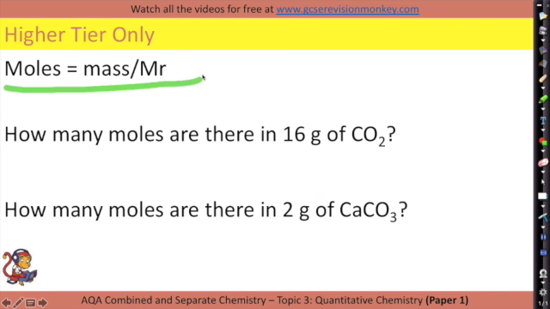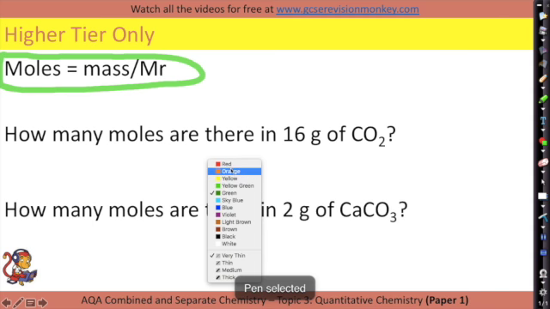This equation here is one that you're definitely going to have to remember, and I would highly recommend you writing that down as soon as you get started in your exam. Just turn over the first page and then a piece of blank space, write down moles equals mass divided by Mr, because it's likely that you will need that in your exam.